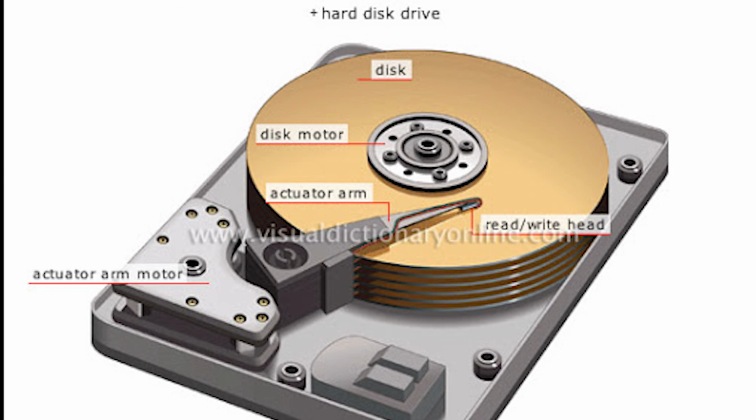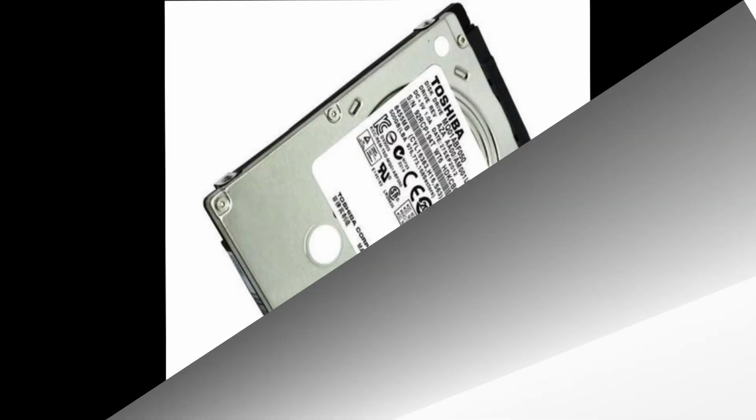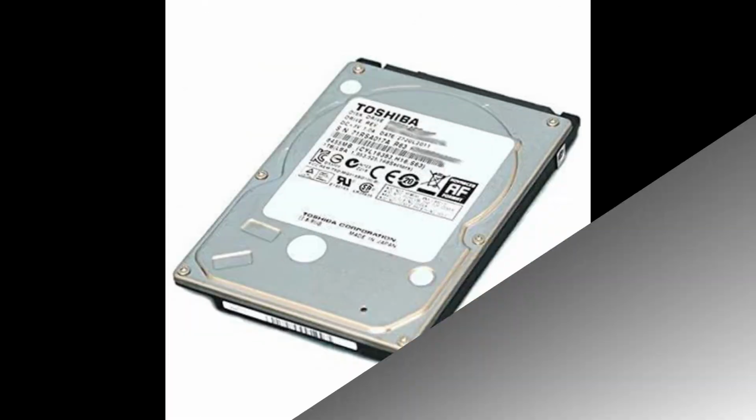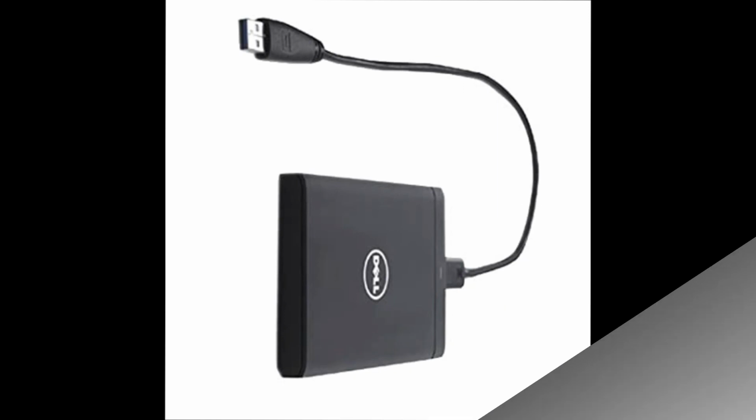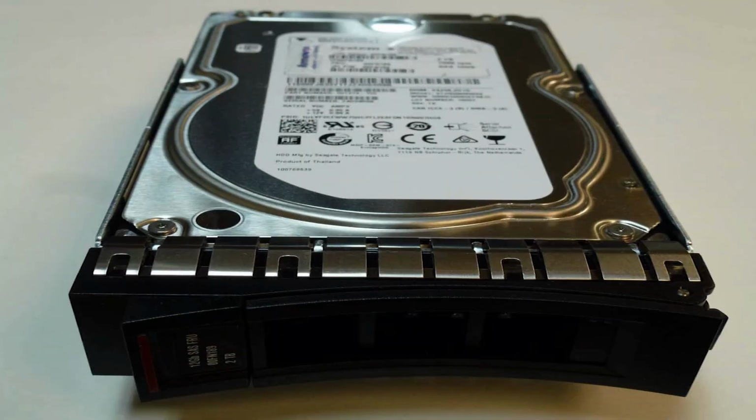A hard disk is a part of a unit called hard disk drive and stores data. This hard disk drive comes in different storage capacities, for example, 320 GB, 500 GB, 1 TB, 2 TB, etc.